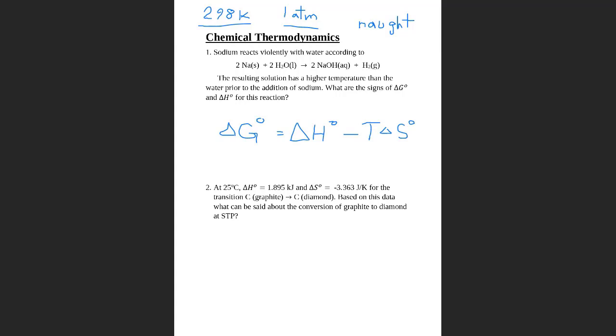This definitely happens without any help from the outside. You don't have to run an electrical current through this to make this happen. This is something that'll happen on its own.